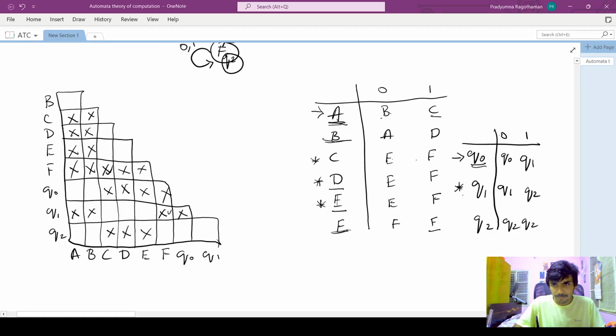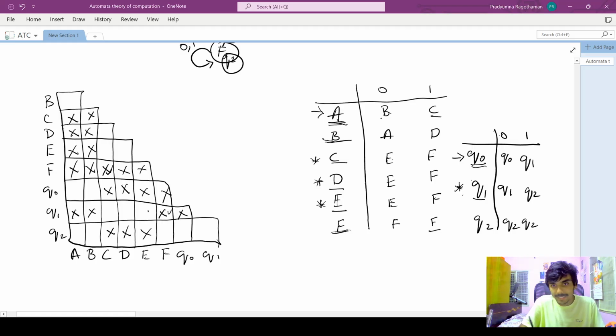Let's go to the next cell, Q1 and C. Here E and Q1 is not marked, so we cannot mark that. F and Q2 is not marked. And now Q1 and D: E and Q1 is not marked, and F and Q2 as well is not marked.